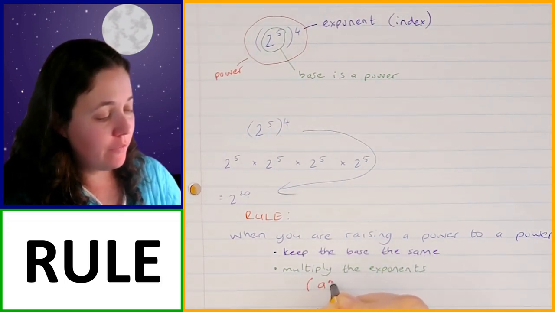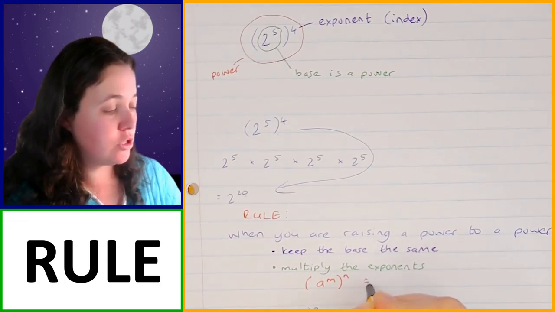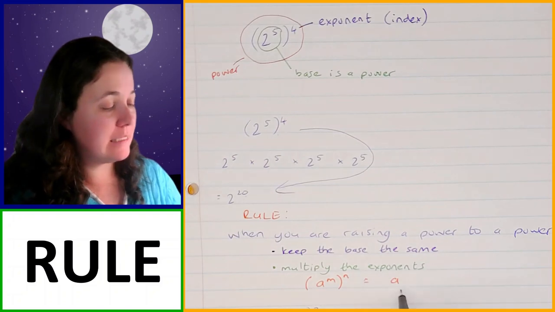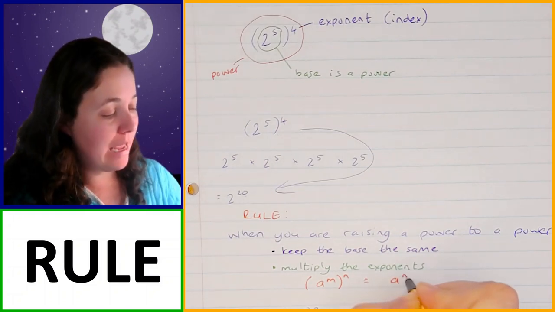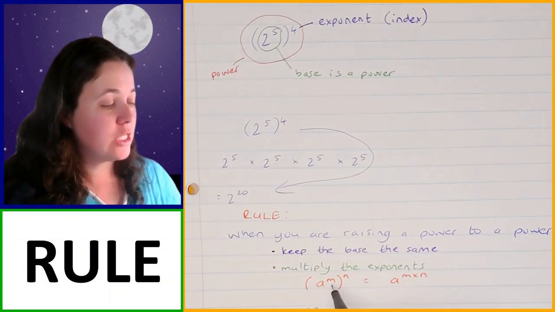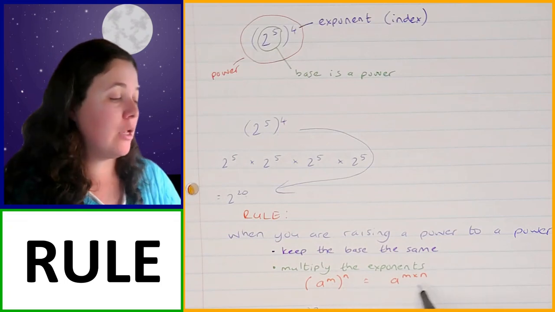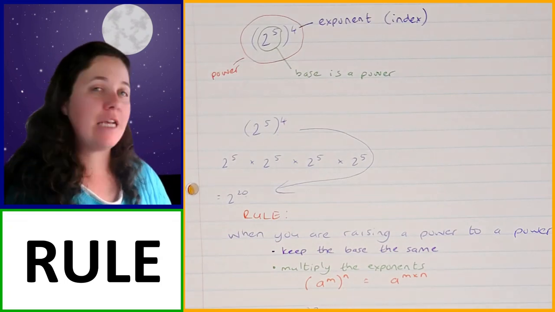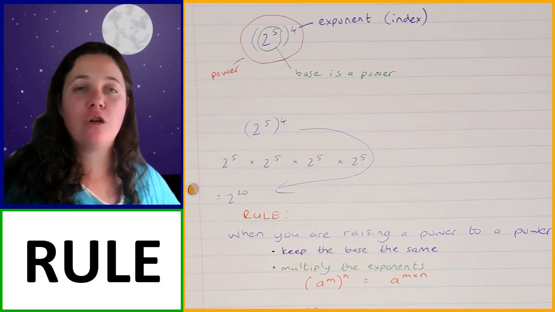Now, another way to write this rule is like this. A to the power of m in brackets to the power of n outside the brackets is equal to A, so the base stays the same, to the power of m times n. So I take those two exponents and I multiply them together. Okay, so now let's have a look at an example where we actually are going to use this rule.